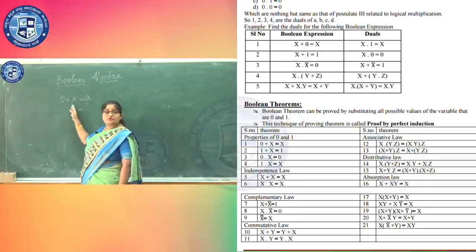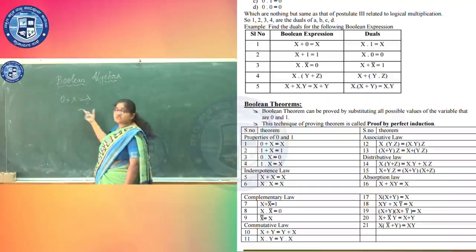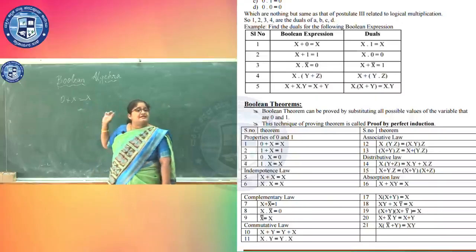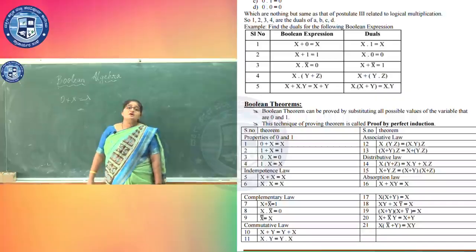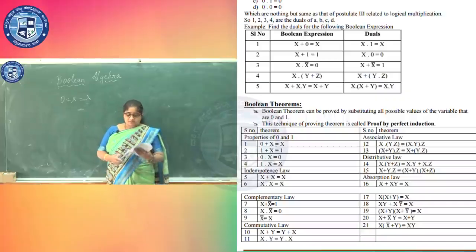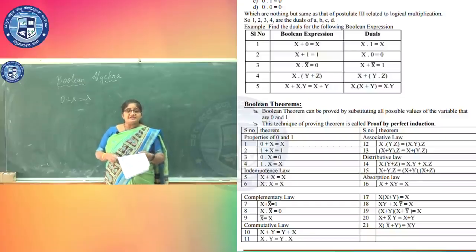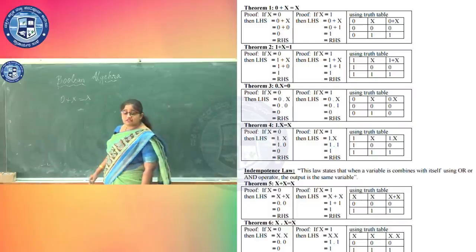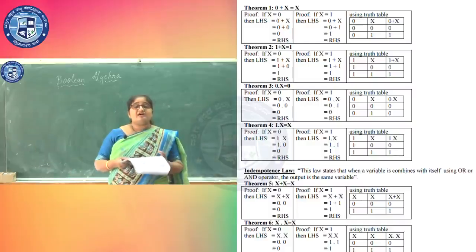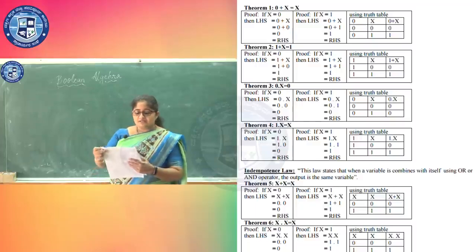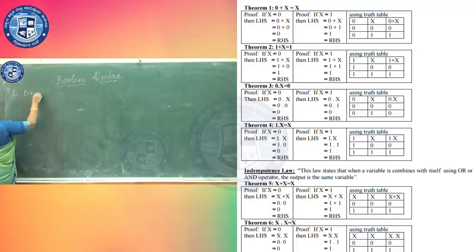We can put the value of x to be 0 once and we shall prove it, and again we will put the value 1 and then we will prove the expression. And such type of proving is called proof by perfect induction. So the technique of proving the theorem is proof by perfect induction. So we shall go for the first theorem now. First we have properties of 0 and 1. In the properties of 0 and 1, we have 0 plus x is equal to x. This is the first theorem.